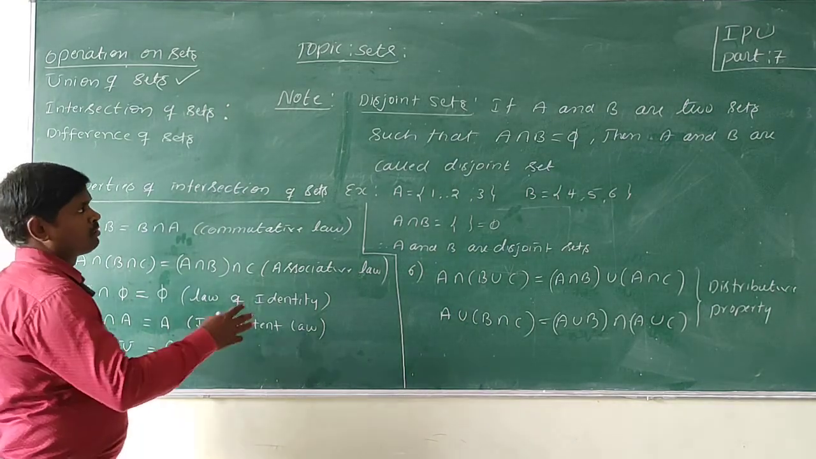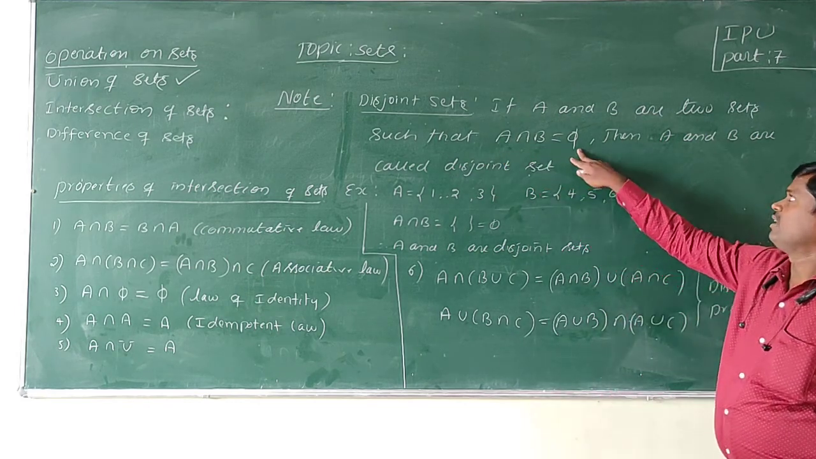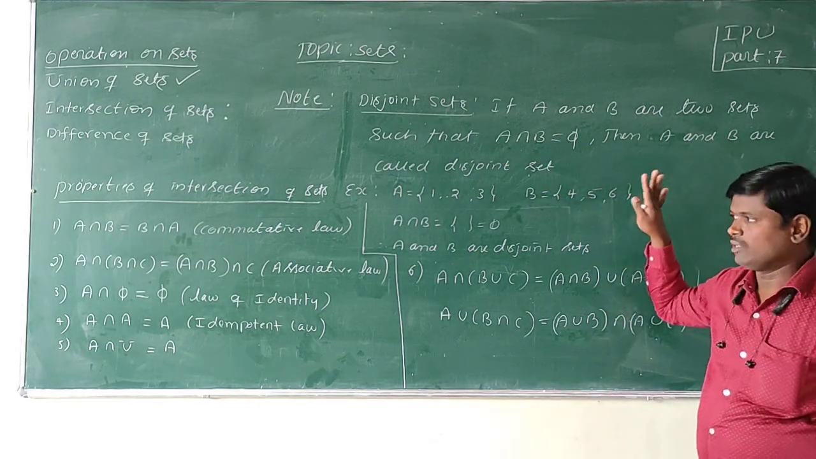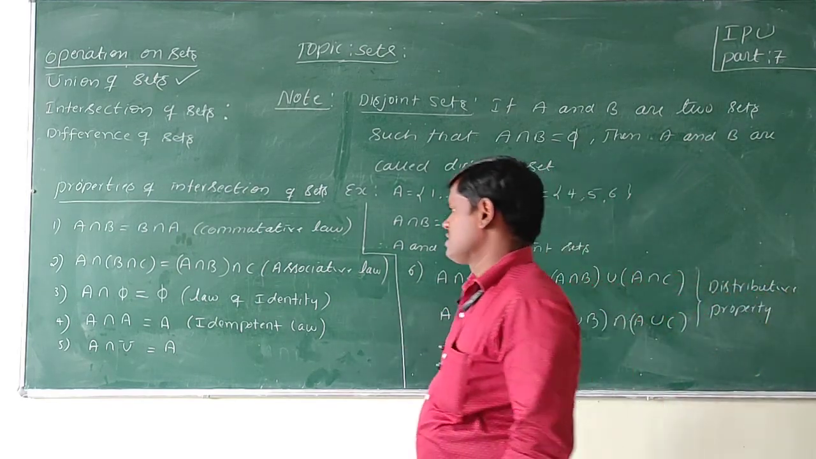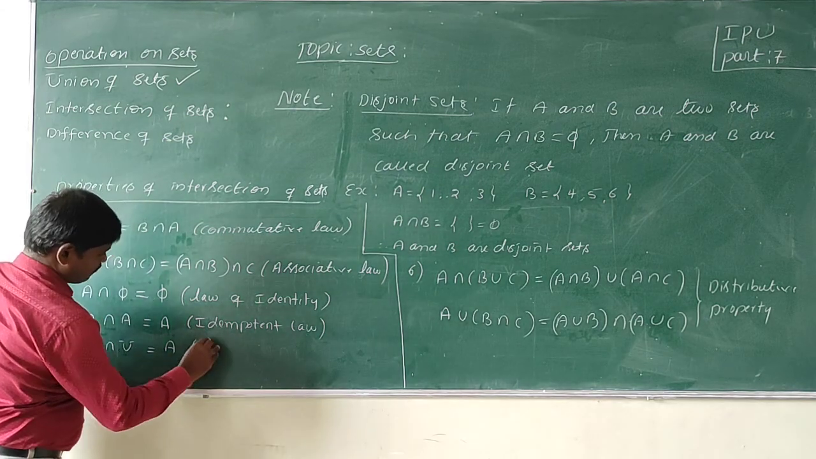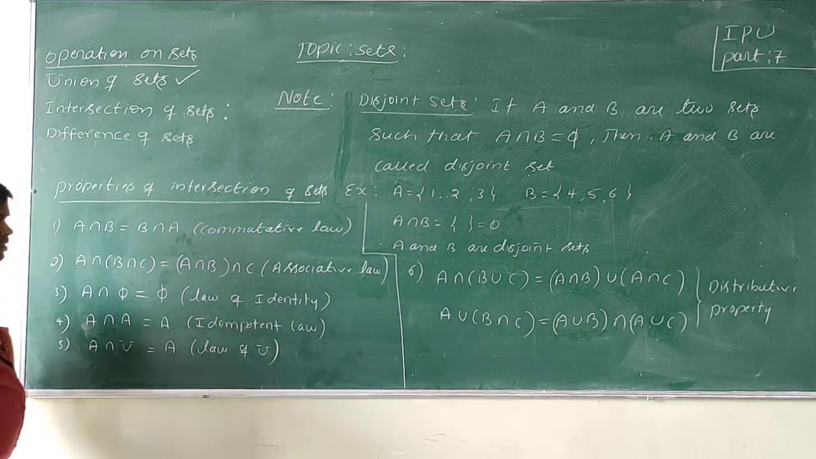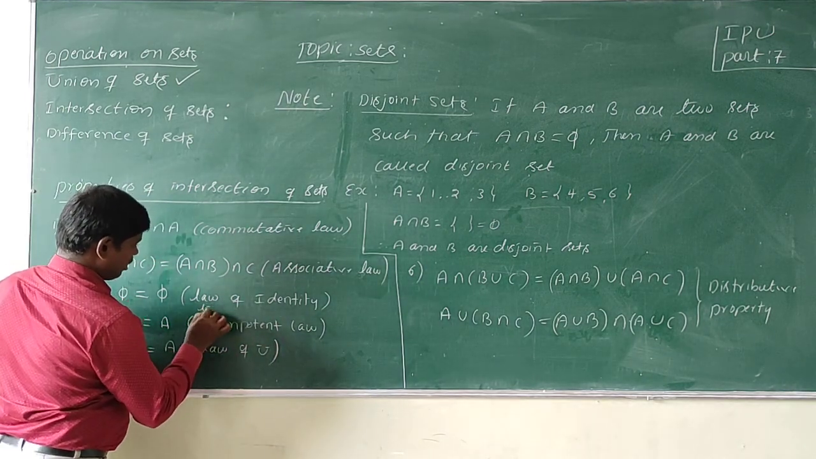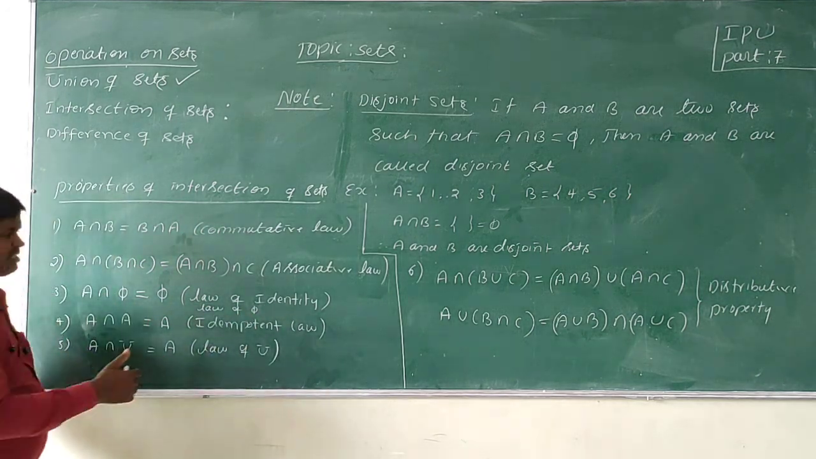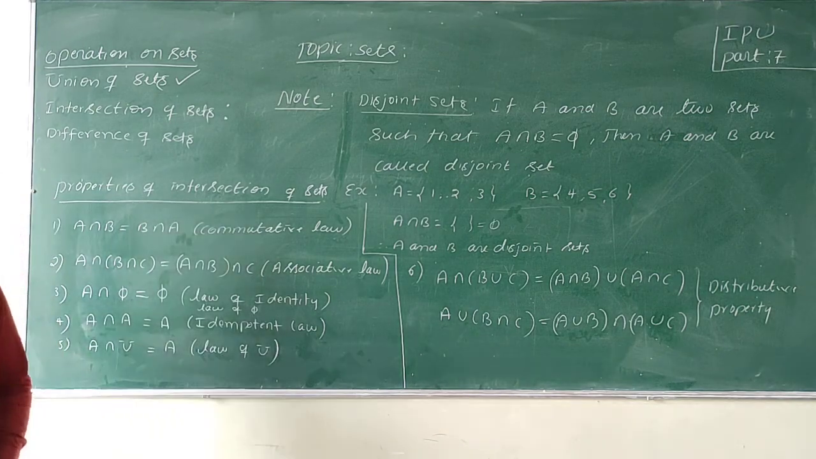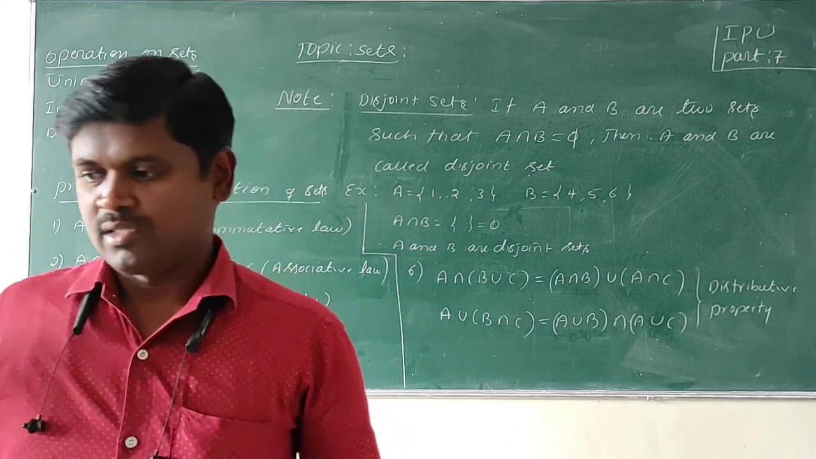Okay, is it clear? So, disjoint: if A and B are two sets such that A intersection B is the null set, then A and B are disjoint. These are the properties satisfied by the intersection of two sets. This is also called the law of universality, and this is also called the law of the null set. Next we shall discuss some problems related to the same concepts.